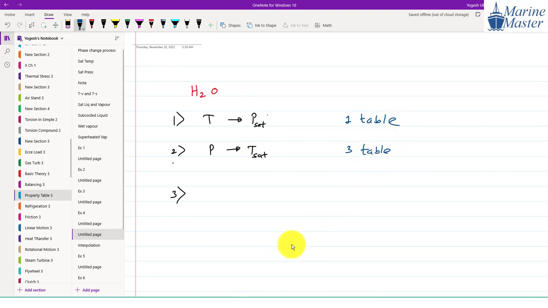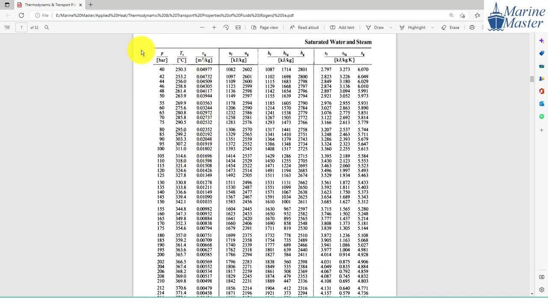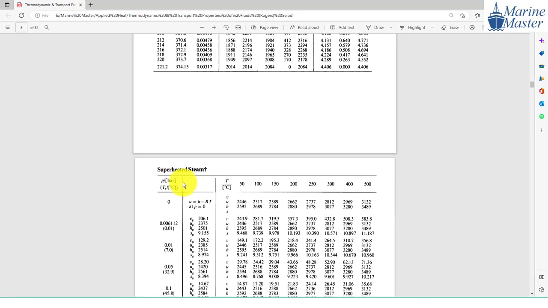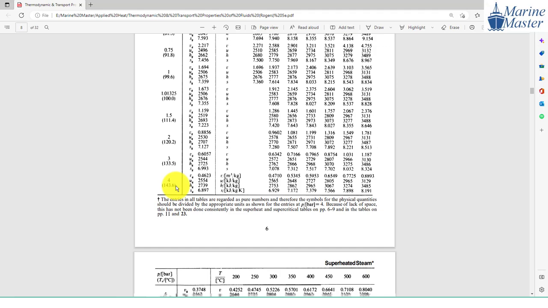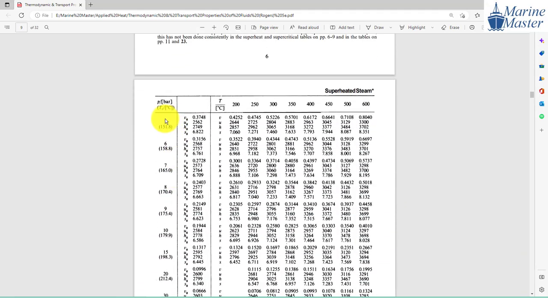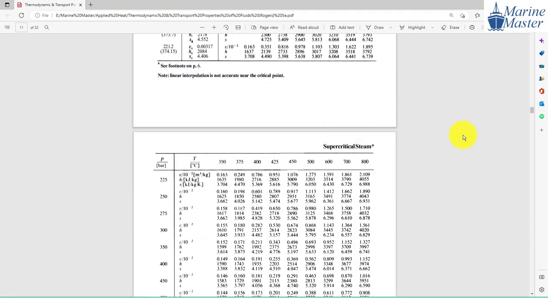At the end, after the third table of the pressure table, we have superheated steam. It starts from the pressure 0 bar. The second table of superheated steam starts at 5 bar, and the third table starts with superheated steam at 80 bar. Don't worry about supercritical steam; it is a different scenario and out of scope for us.